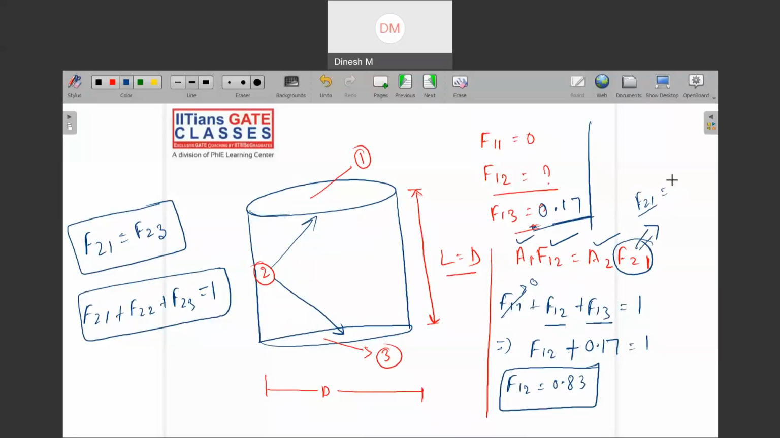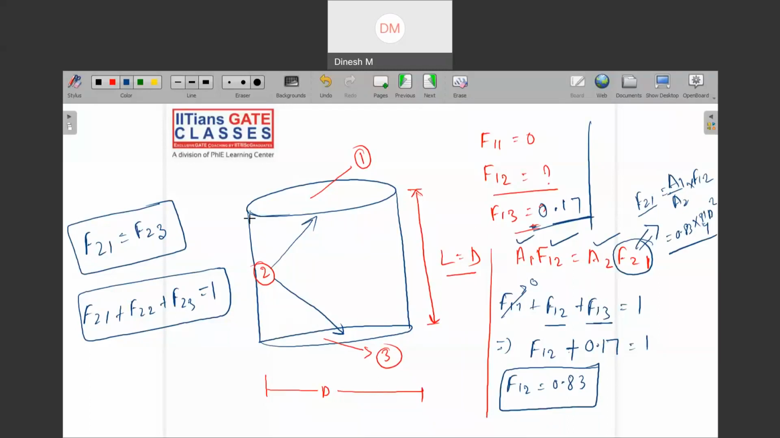So a1 by a2 into f12, and f12 value is 0.83. And what is a1? a1 is pi by 4 d square.